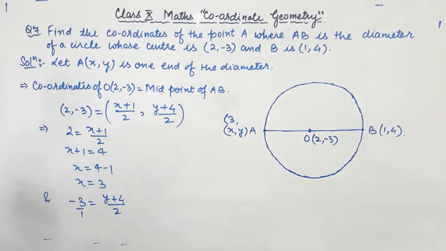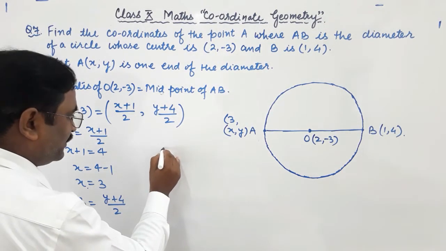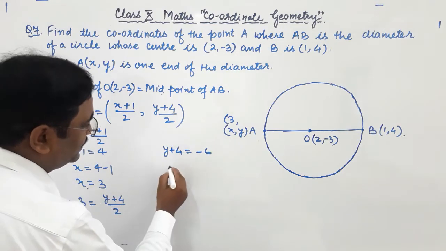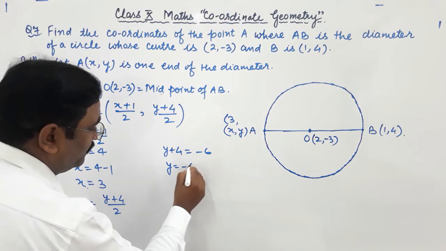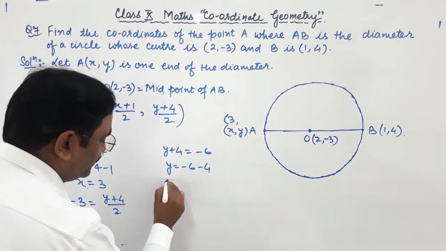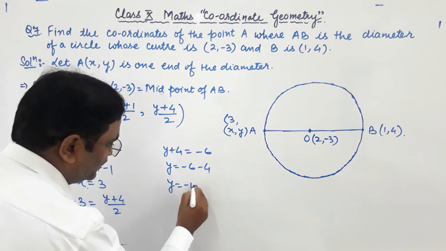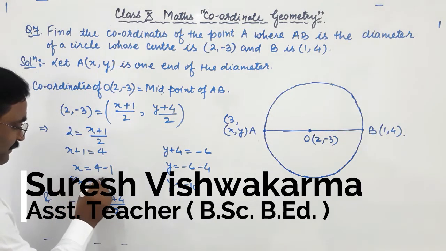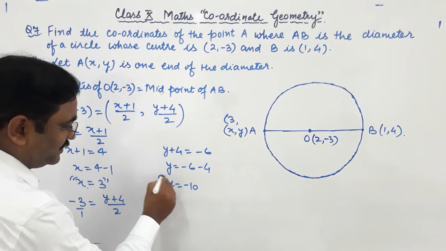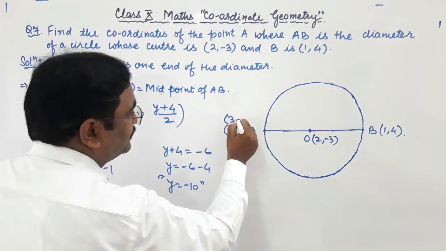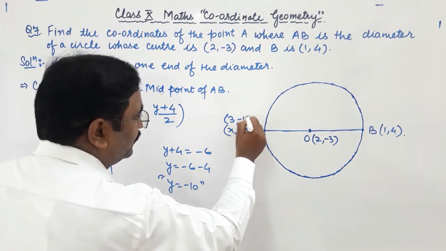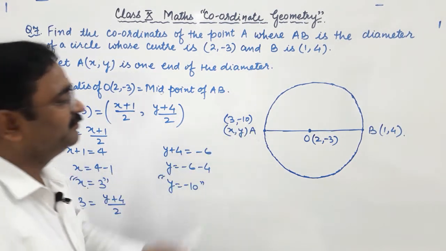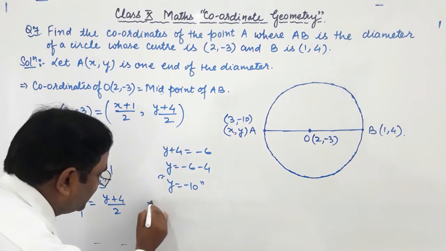Cross multiply, you will get y plus 4 equals to minus 6. So, y is equals to minus 6 minus 4, therefore, y is equals to minus 10. So, as x is 3, y is minus 10, so the coordinates of the point A are (3, minus 10). Therefore, you got the answer.